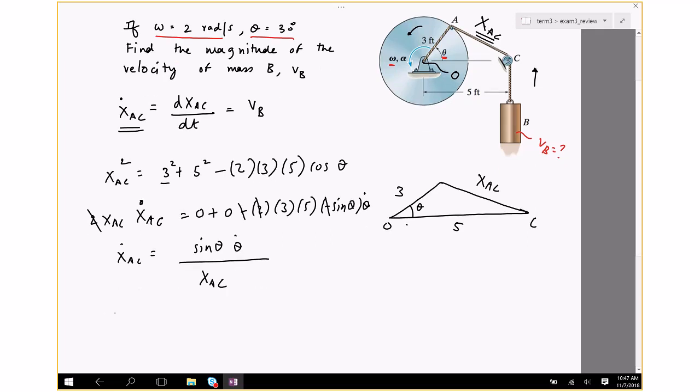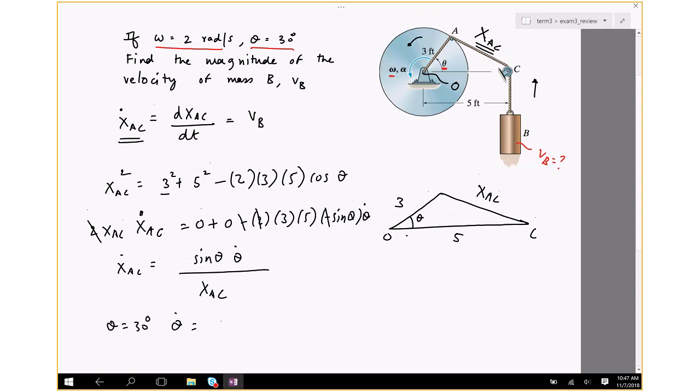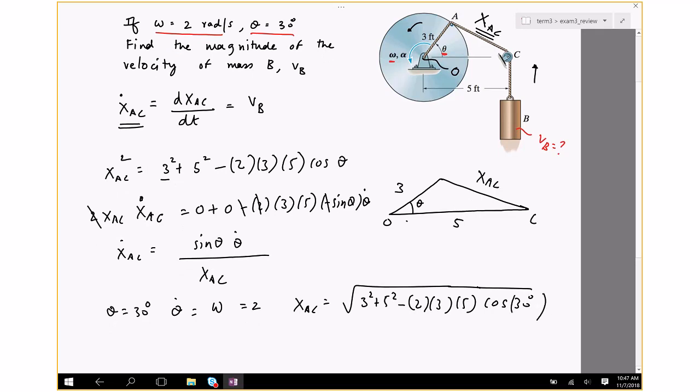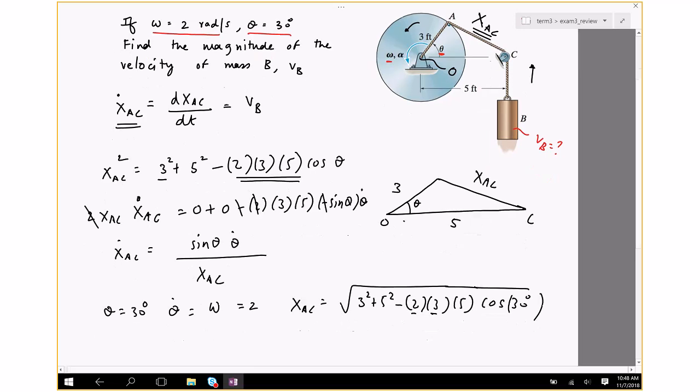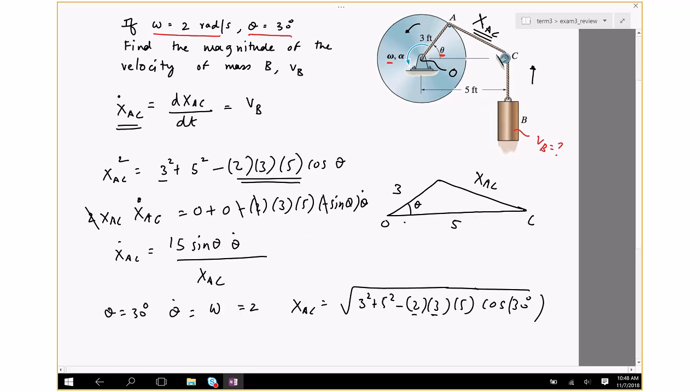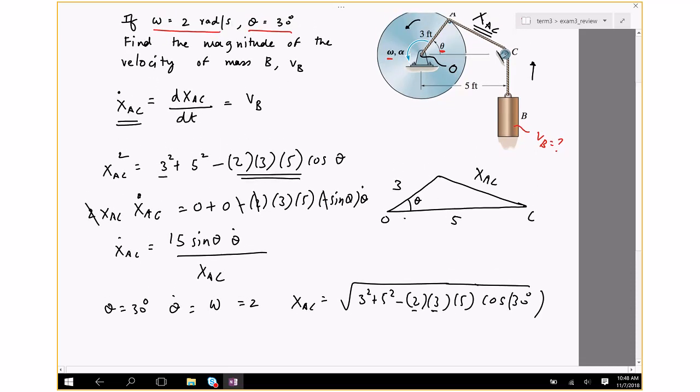Okay, so theta is 30 degrees, theta dot is omega, which is 2. We need to find xAC, but that's simply 3 squared plus 5 squared minus 2 times 3 times 5 times cosine of 30 degrees. Shouldn't it be 15? It's 2 times 3 times 5, it should be 15, isn't it? Oh, yeah, this should be 15, my bad. Absolutely, where the 2 cancelled with the 2 on the left side. Okay, so xAC is known because I substituted in the value. So you can put xAC, theta, theta dot in that expression, and xAC dot is 0.47.